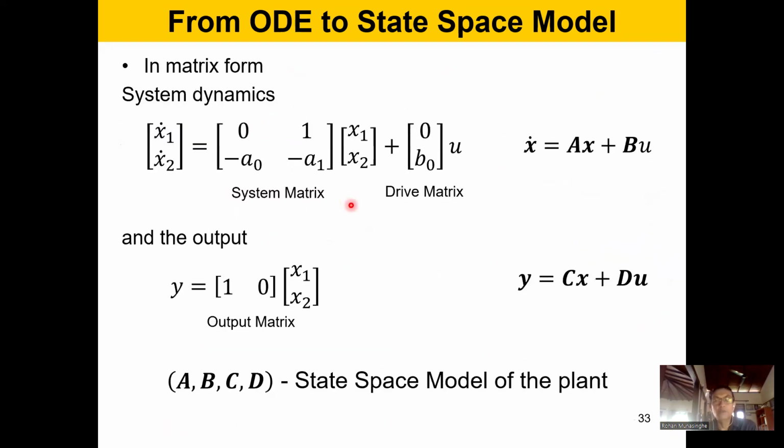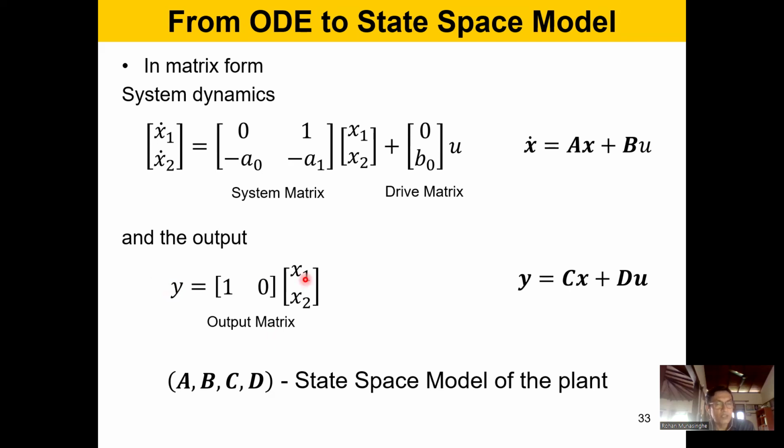All right, so how do you get x1 out? Well, you have the state vector x1, x2. Then you multiply it with 1, 0. We call it the output matrix, or vector, and that is y. Okay, y is equal to x1.